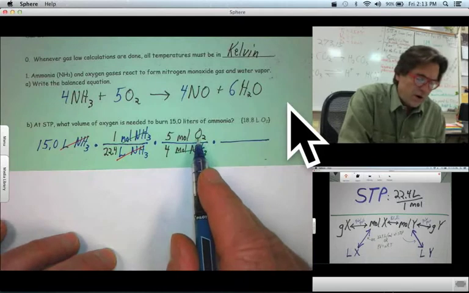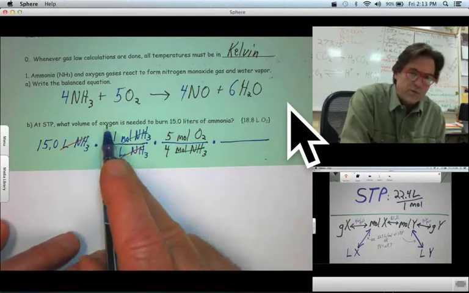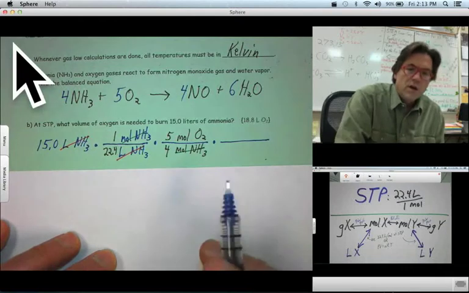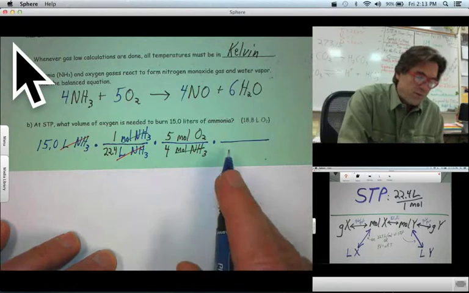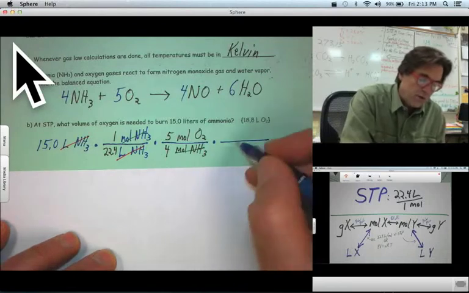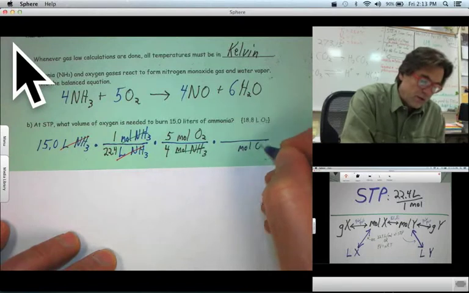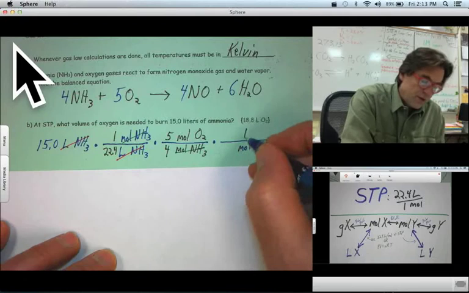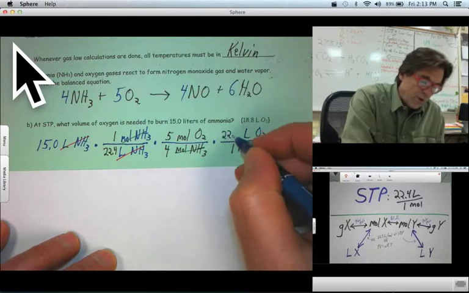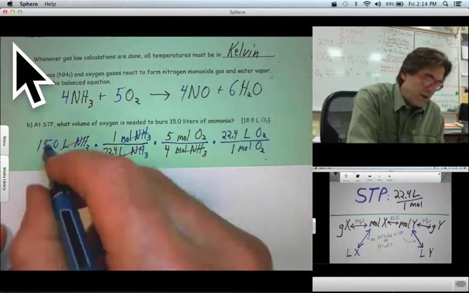We're almost done, but we don't want moles of oxygen. We want the volume of oxygen, which is measured in liters. So, can we get from moles to liters? Yes, because we have that same 22.4 liters per mole conversion factor. So, out of moles of O2 into liters of O2, 1 mole is 22.4 liters, because we are at STP.